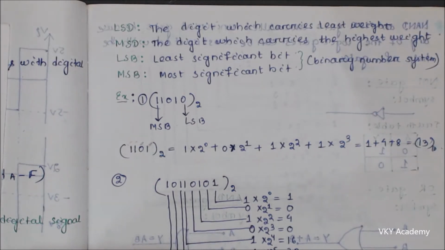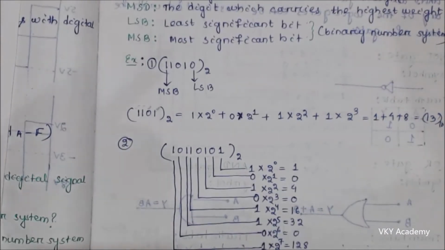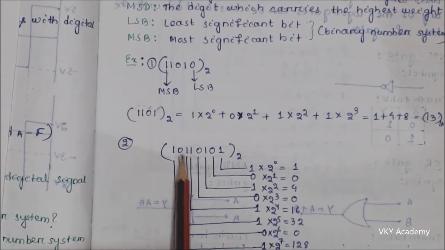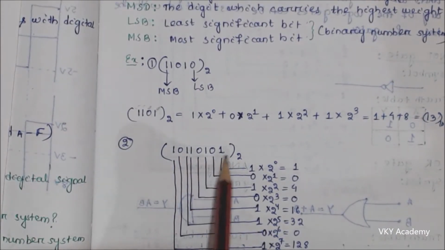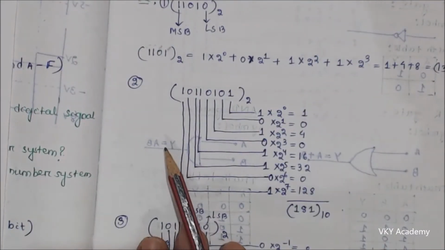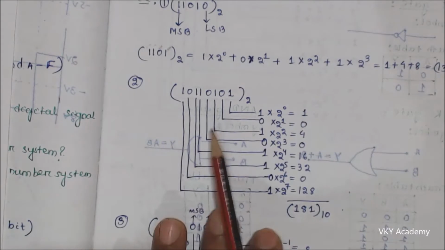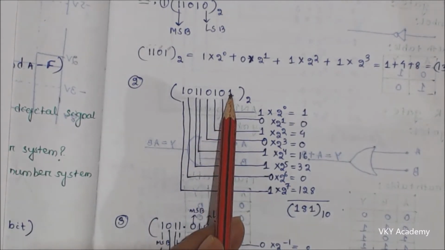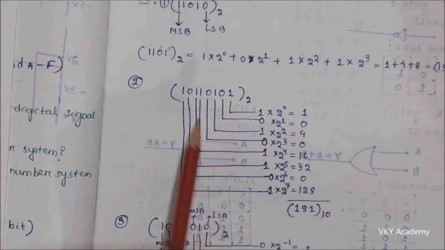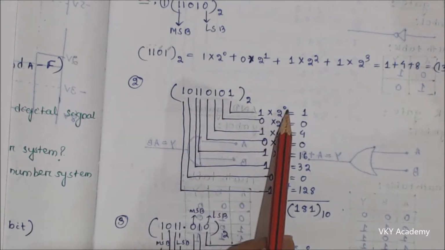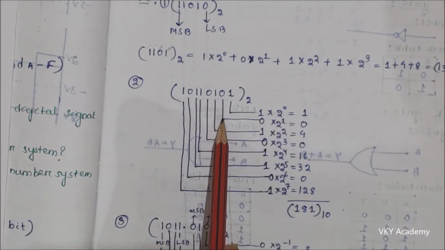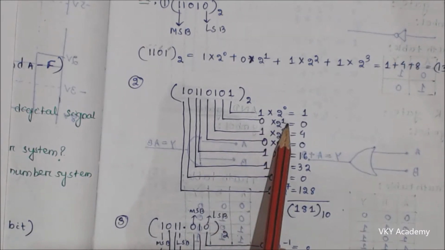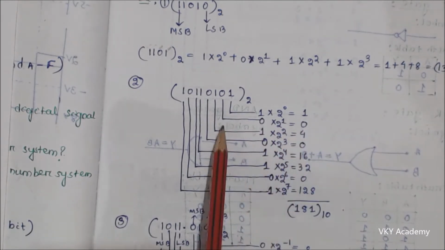Now let us solve one example. The example is 10110101 and it is a binary number system. Let us convert this binary number system into decimal number system. So as we know, this particular one carries the lowest weight. So I can write 1 into 2 to the power 0. Then the second is 0, 0 into 2 to the power 1, which is equal to 0.